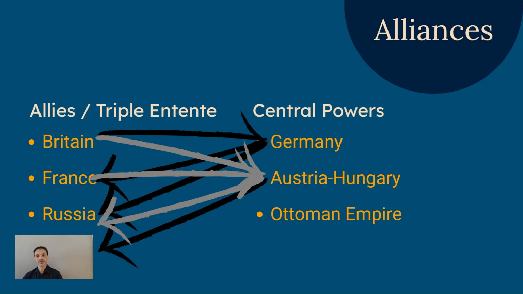Britain declares war on Austria-Hungary. France declares war on Austria-Hungary. And finally, Russia and Serbia together declare war on the Ottoman Empire, who were allies with Germany and Austria-Hungary. So you can quickly see how this becomes one huge conflagration when it otherwise might have just been a war between two nations.